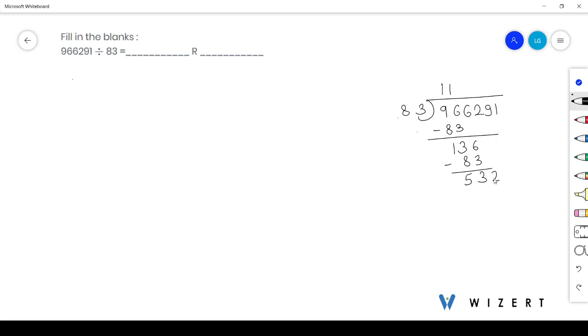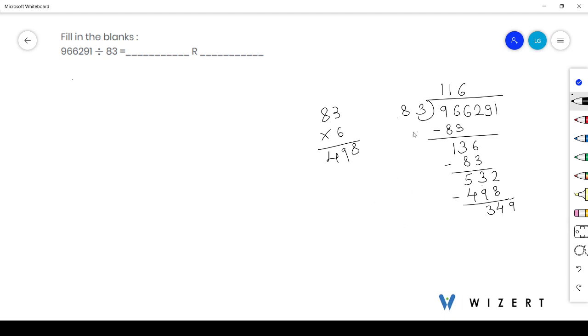Move this 2 down. 53 is there, and before 53 there is a 48 in 8 table, which is 6 times, so we can check 6. 6 3s are 18. 1 carry forward. 8 6s are 48 plus 1 is 49. So 83 6s are 498. 12 minus 8 is 4. We borrowed from here, so 12 minus 9 is 3. So it is 34. Now move this 9 down.